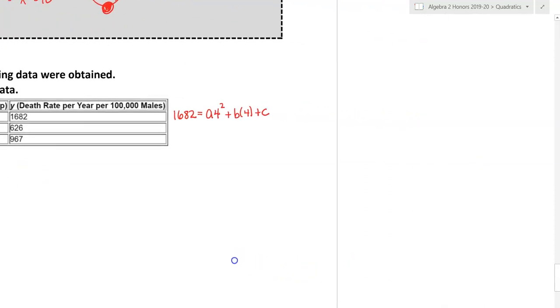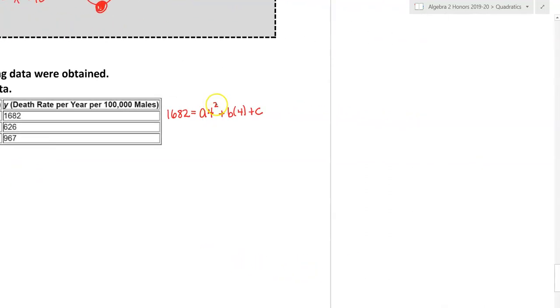Okay, so if we simplify this, 4 squared is 16. So this is just 16a squared plus 4b plus c.